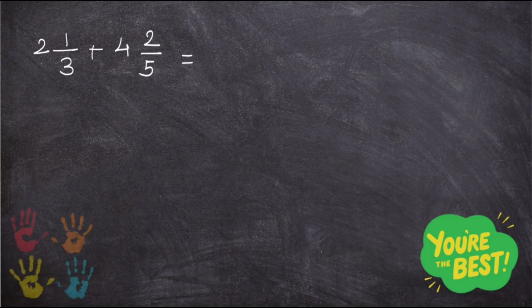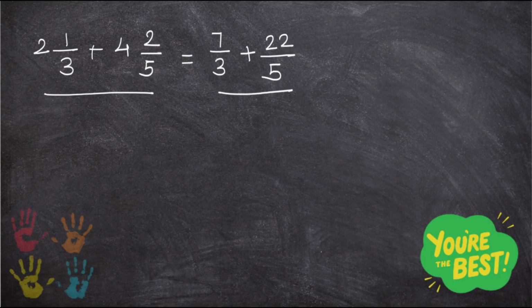How do we do it? 2 3s are 2 times 3 gives me 6 plus 1, 7. 7 upon 3 plus 4 times 5 gives me 20, 20 plus 2 gives me 22 upon 5. Now over here, instead of solving the mixed fractions, you are going to solve this new fraction.